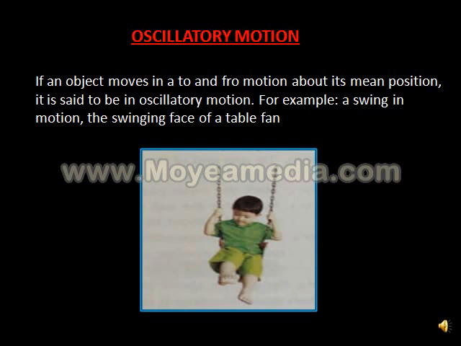For example, when you are sitting on a swing, the motion of a swing is to and fro. You go forward and backward, forward and backward. Sideways you are moving. This is known as oscillatory motion. The swinging face of a table fan also moves from one side to another side. This also shows oscillatory motion.